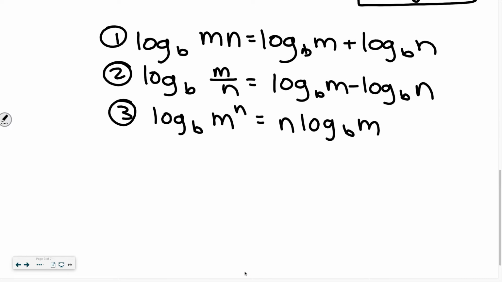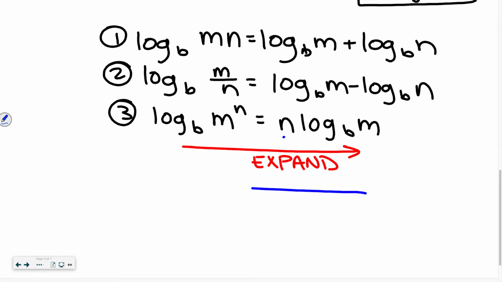Now, you can use the properties either way. So you can use the properties to break things up, and you can use the properties to put things back together. They have different names or different directions. If you take one log and you break it up into multiple logs, that's called expanding an expression. And if you see logs that are being added or subtracted or have the same base or something's being multiplied in front of them, that's called condensing. And so you can go back and forth in the property. You can take it apart, you can put it together, just depends.